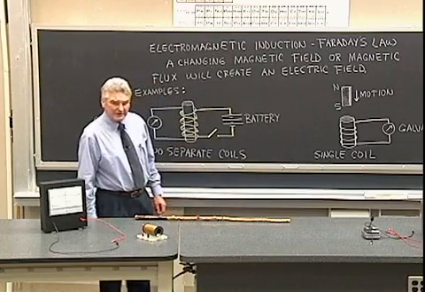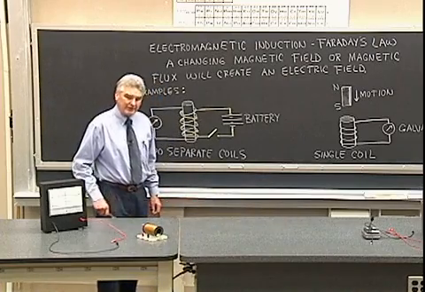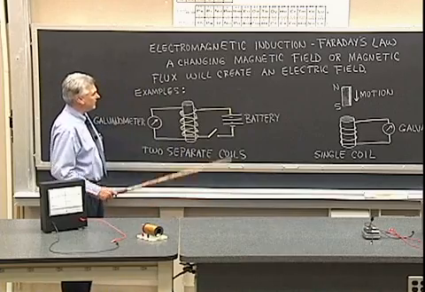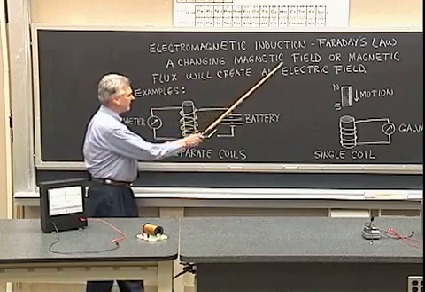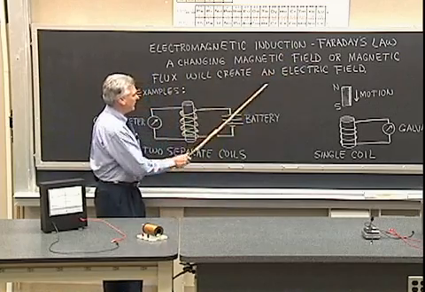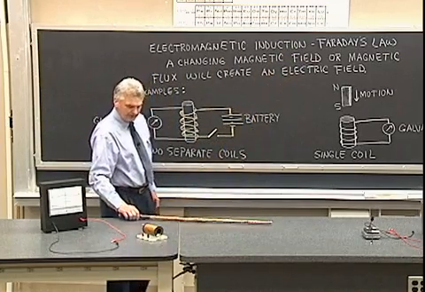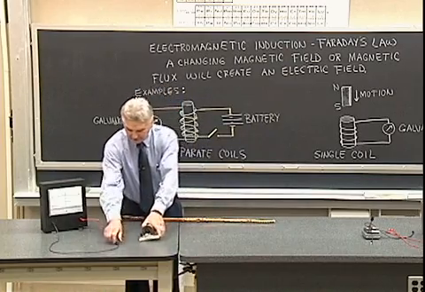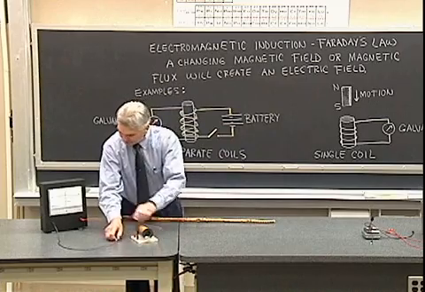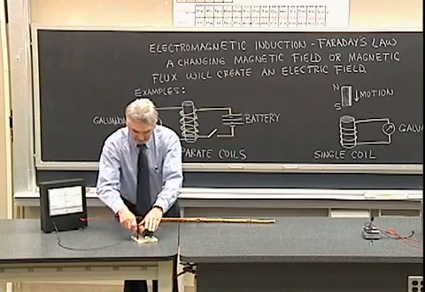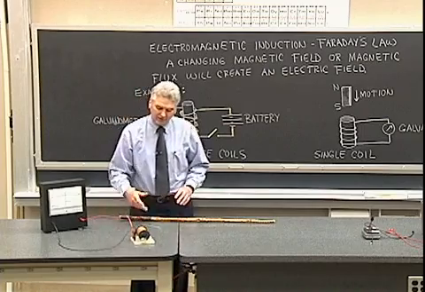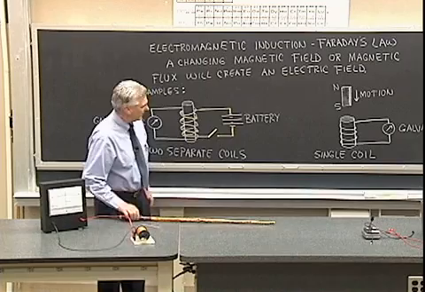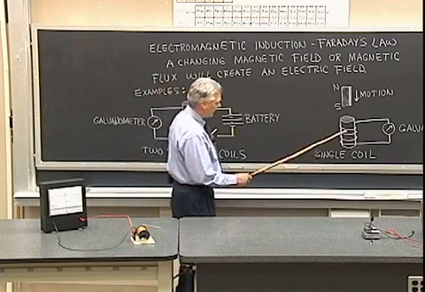Next, I'd like to demonstrate another example of Faraday's law of electromagnetic induction, which is that a changing magnetic field or magnetic flux will create an electric field. Here I have a coil of wire, and I'm going to hook it up directly to the galvanometer in this fashion without a battery or anything else in the circuit.